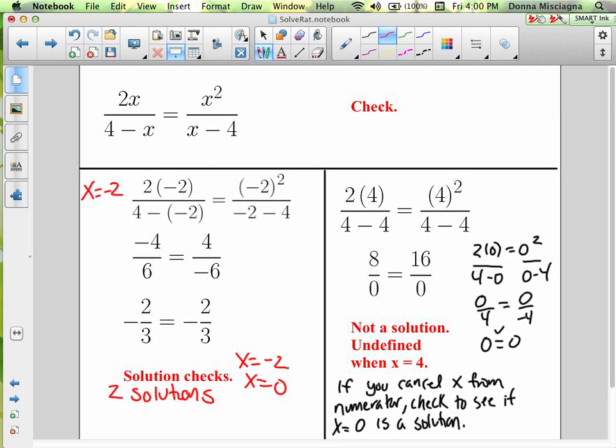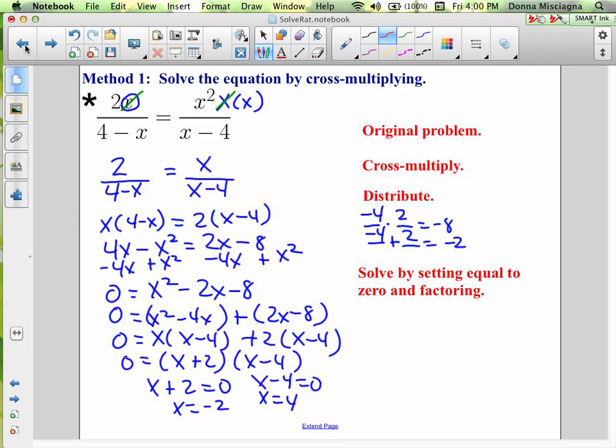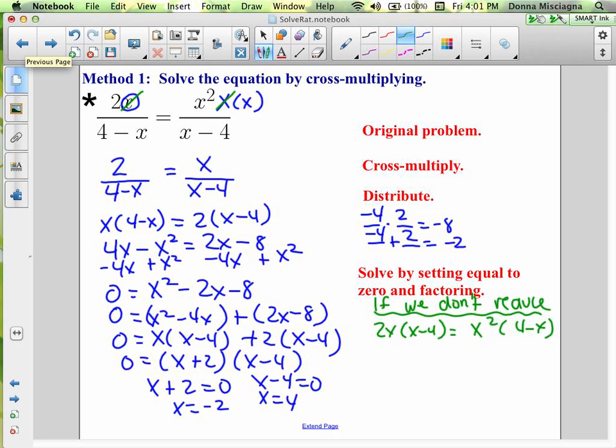All right, so I'm going to give us a little bit of space over here. So this is if we don't reduce. And reducing is not a requirement, but sometimes it makes the problem a lot easier. And it was easy enough to check about x equals 0. If we don't reduce, we end up with 2x times x minus 4 equals x squared times 4 minus x. And you see we're going to end up with something cubic. So this would be 2x squared minus 8x equals 4x squared minus x cubed.